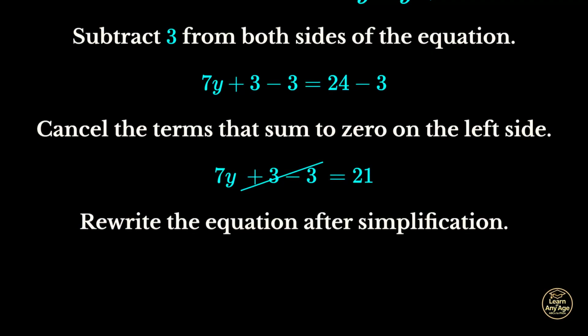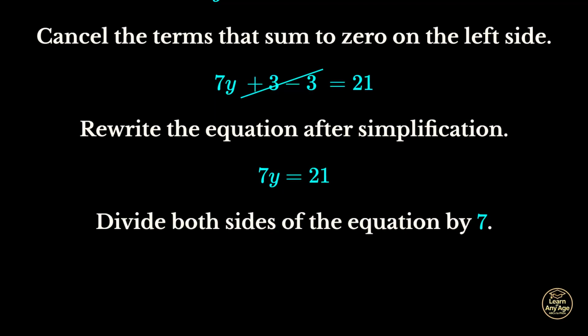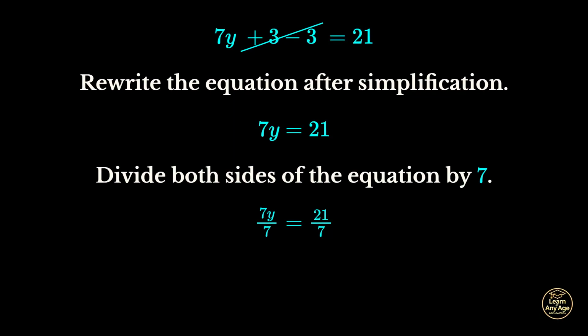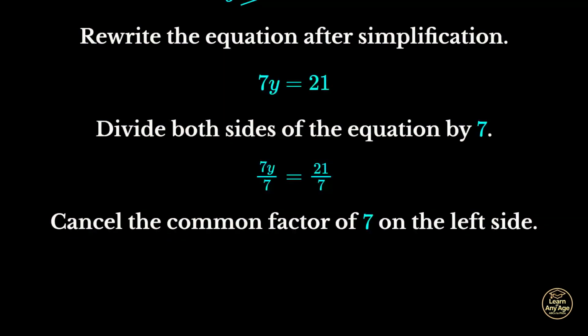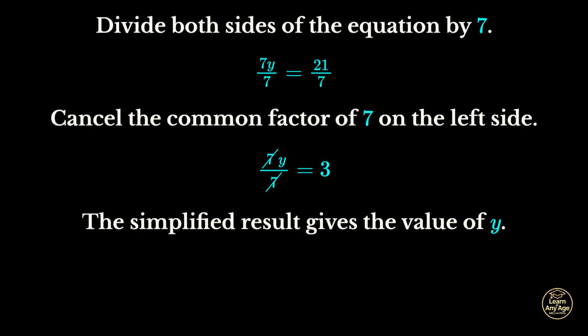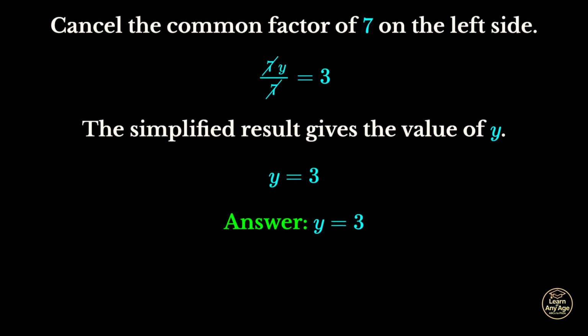Rewrite the equation after simplification. 7y equals 21. Divide both sides of the equation by 7. 7y over 7 equals 21 over 7. Cancel the common factor of 7 on the left side. 7 cancelled out, y over 7 cancelled out equals 3. The simplified result gives the value of y. y equals 3. Answer, y equals 3.